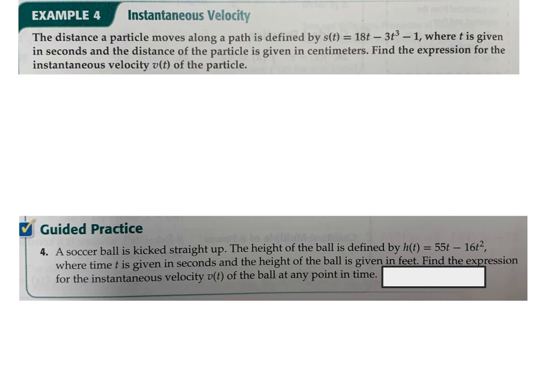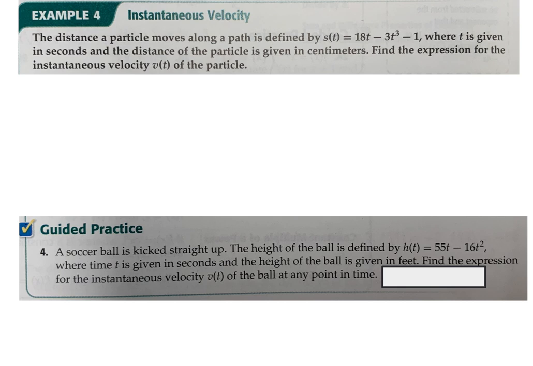This is worded. The distance a particle moves along a path is defined by this function, where t is given in seconds and the distance of the particle is given in centimeters. Find the expression for the instantaneous velocity. When you see those words instantaneous and they've given you a function before it, the s of t is your position function, all right? S of t is your position function, meaning where it is located. The derivative of the position function is velocity.